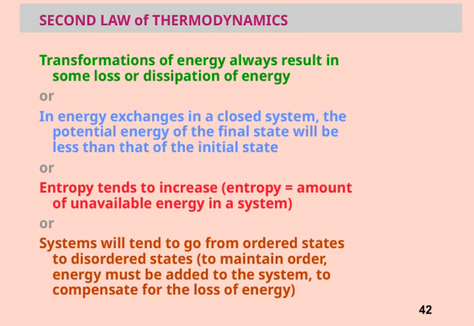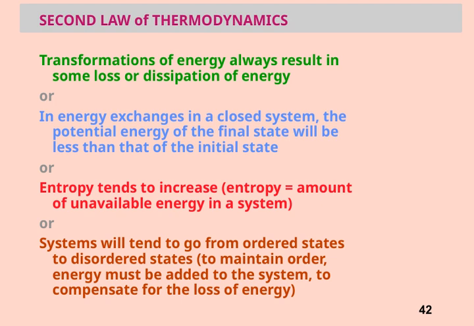The second law of thermodynamics is a fundamental principle that explains how energy behaves in real-world processes. Essentially, it tells us that transformations of energy always lead to some loss or dissipation. In other words, whenever energy changes form, say, from chemical to thermal or mechanical, some energy becomes less useful, often turning into heat that disperses into the surroundings. This brings us to the idea of energy exchanges within a closed system. In such a system, the potential energy at the final state will always be less than what it was initially. This means energy is not only lost, but also spread out, making the system less capable of doing work over time.